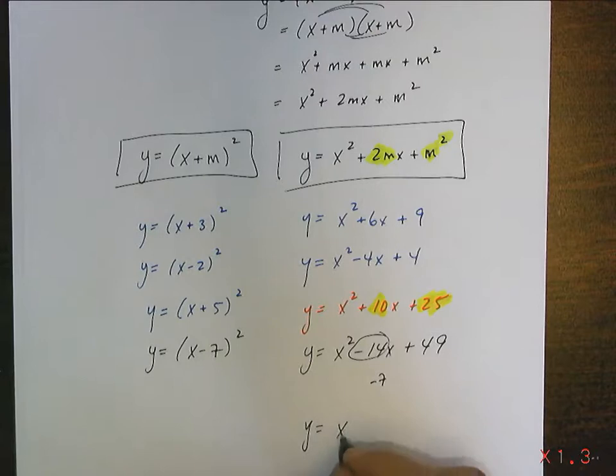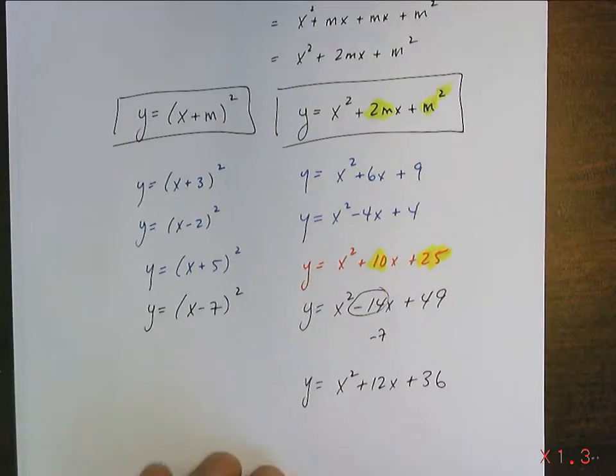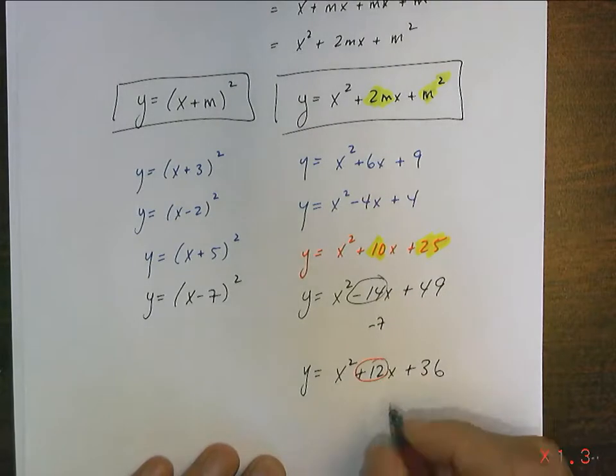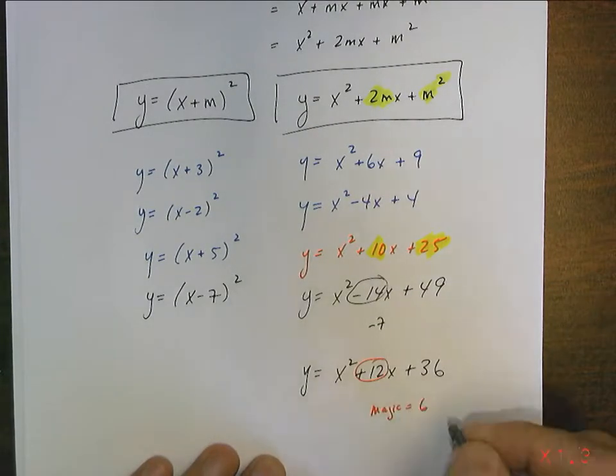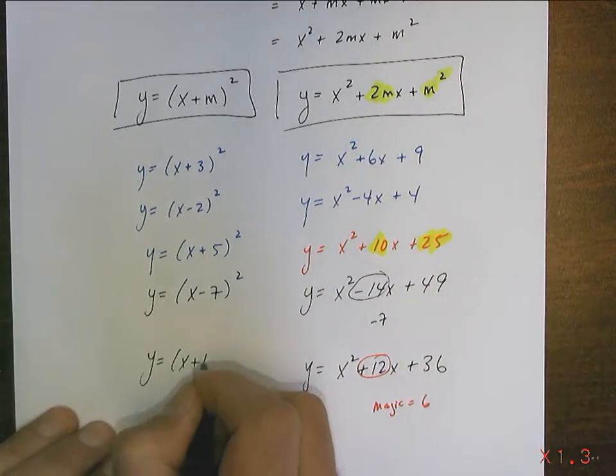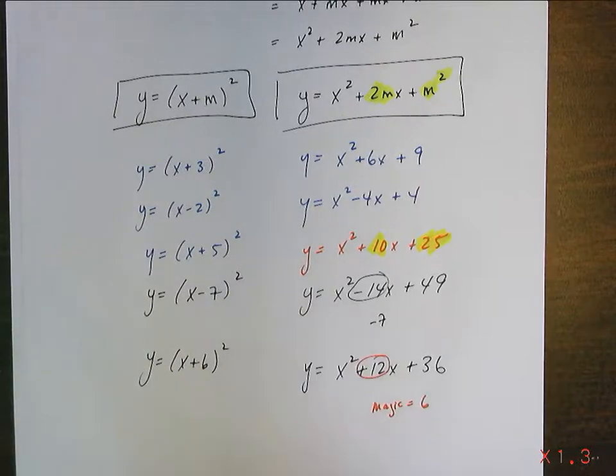And we'll do one more just for fun. y equals x squared, I'm making these up on the fly. Let's try, oh, I know. Let's do 12x plus 36. So my magic number is going to be 12 divided by 2, so my magic number is going to be 6. 6 squared is 36. It works, which means my answer is x plus 6 squared. Lo and behold, that's how this is going to work.